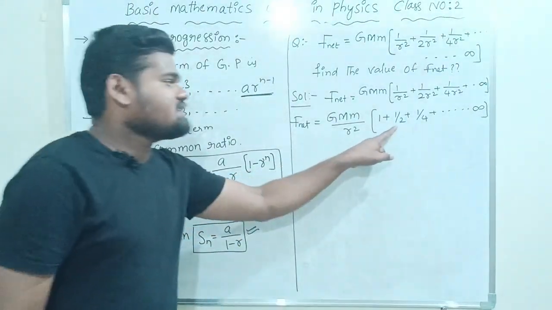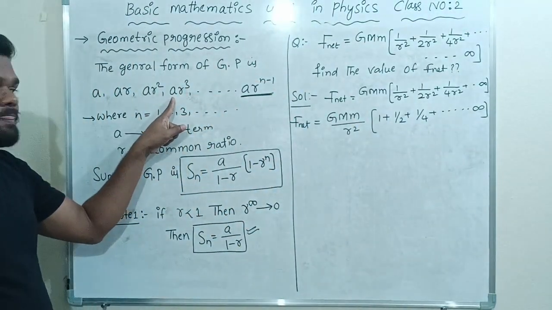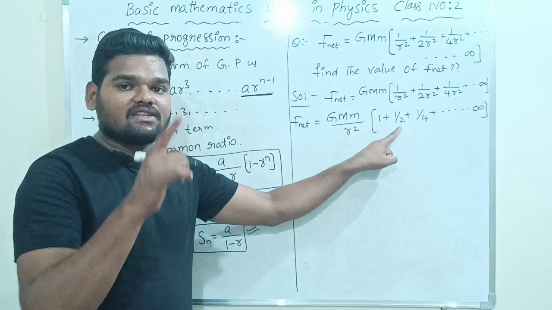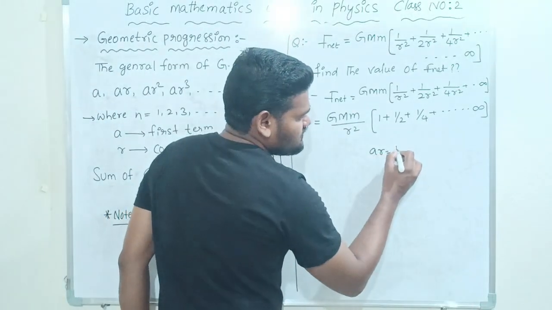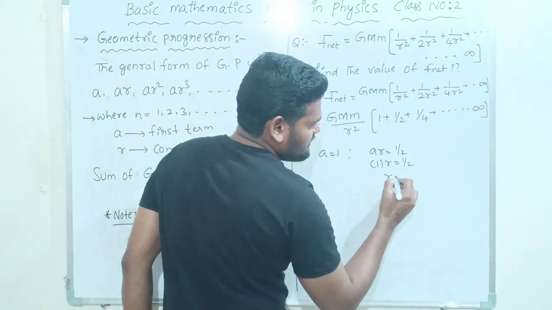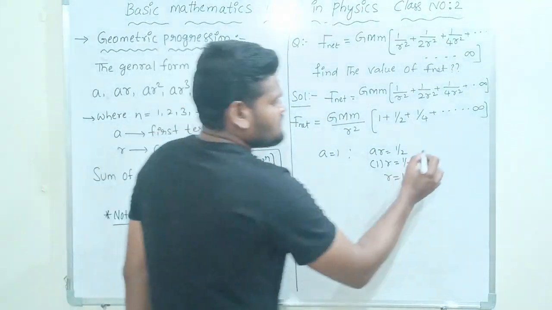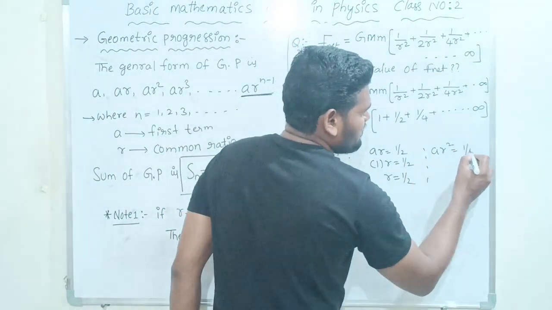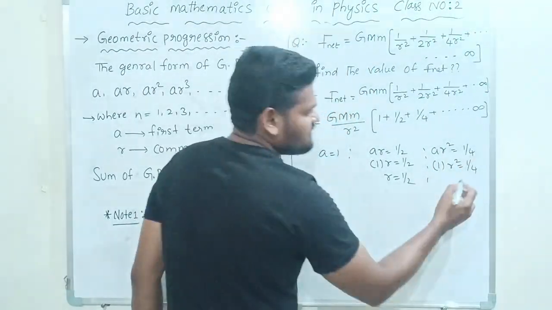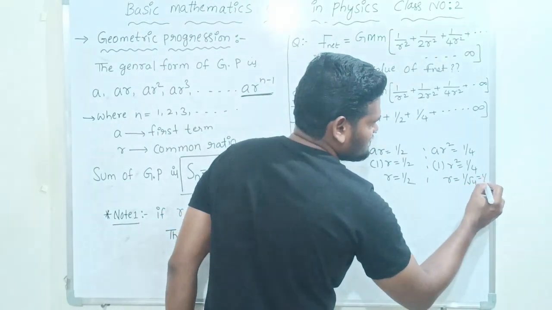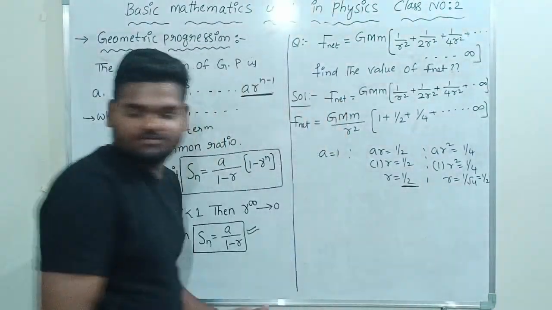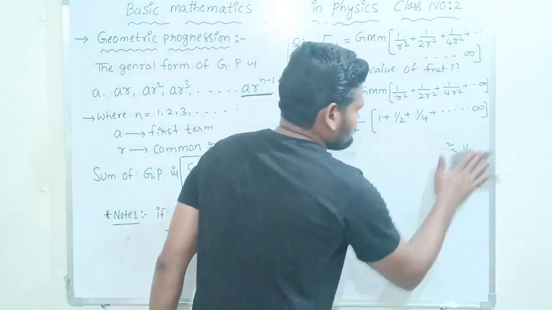Now compare this with the series. In the place of a, we have 1. So a r is equal to 1 by 2. That means a into r is equal to 1 by 2, a is 1, so 1 into r is equal to 1 by 2. Then r is 1 by 2. At the place of a r square, we have 1 by 4. a value is 1, r square is equal to 1 by 4. If you send the square to that side, it becomes 1 by root 4. Again r is equal to 1 by 2. So the value of r is 1 by 2. Is it clear?